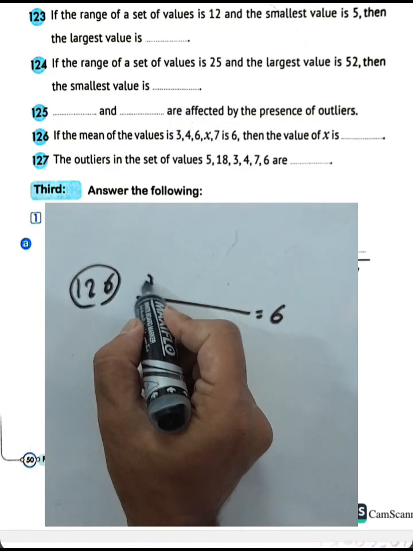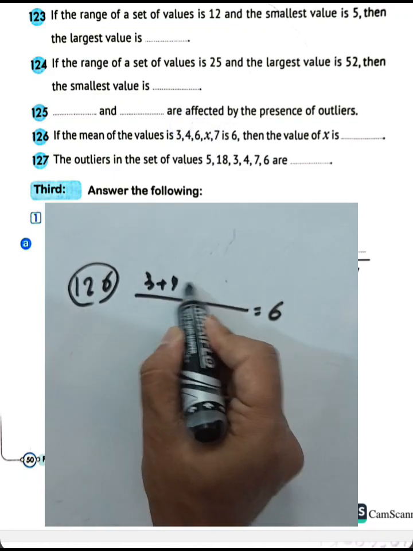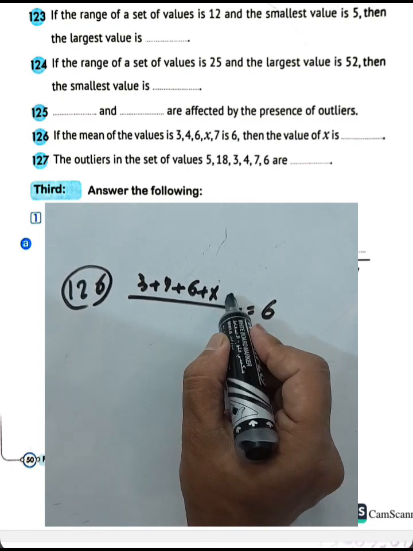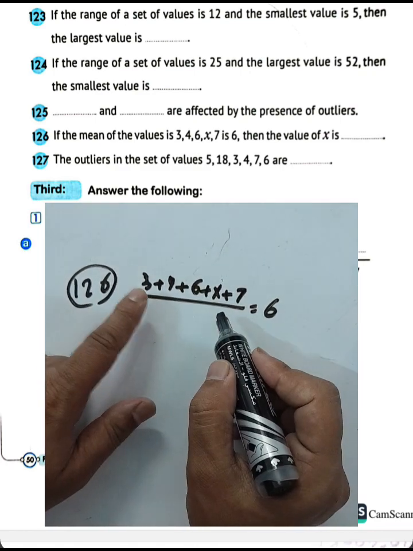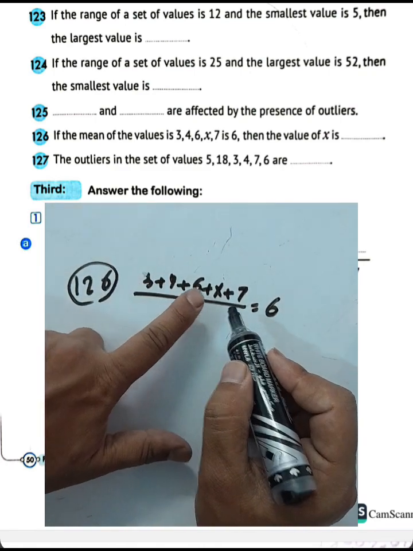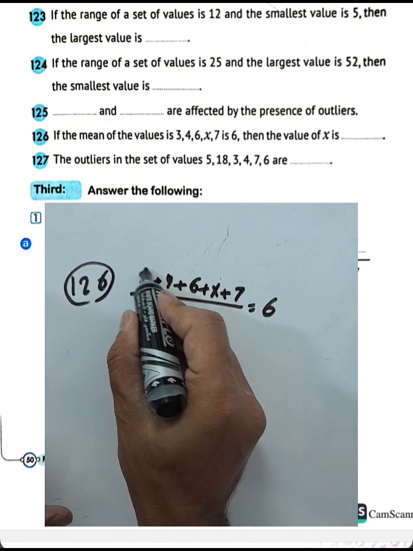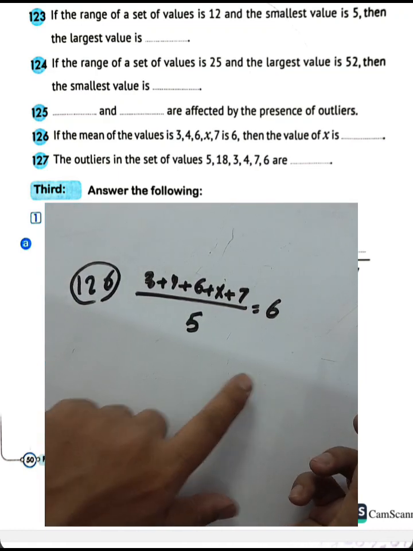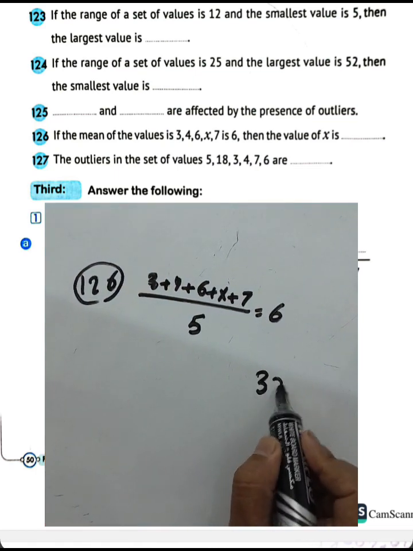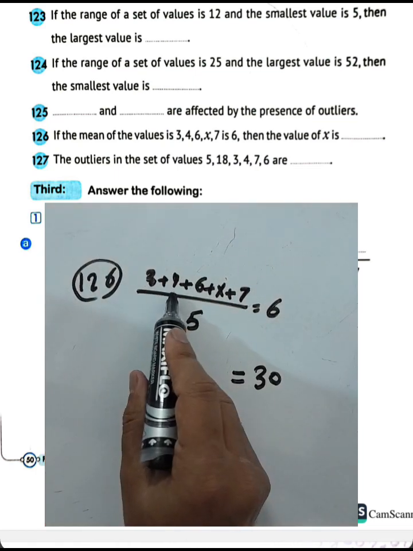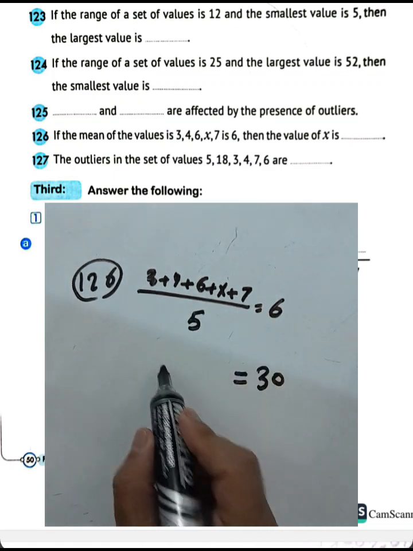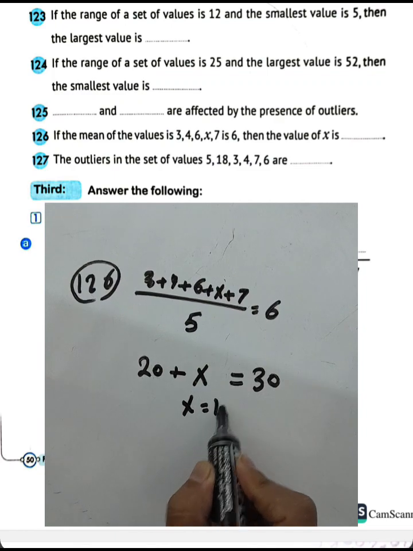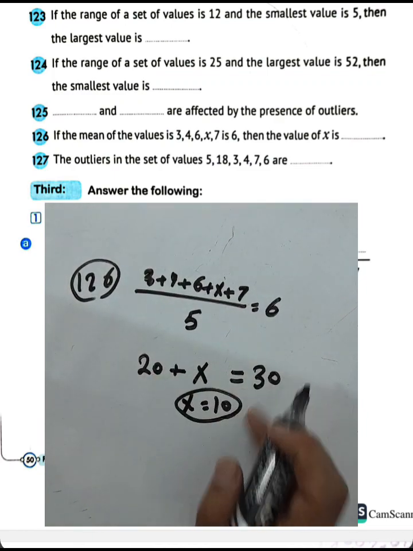3 plus 4 plus 6 plus x plus 7 divided by the number of values, 1 2 3 4 5, and use the rule here: the product of extremes equals the product of means. 5 times 6 equals 30, and 3 plus 4 is 7, 7 plus 6 is 13, 13 plus 7 equals 20, 20 plus x equals 30, then x will be equal to 10. 10 plus 20 equals 30.